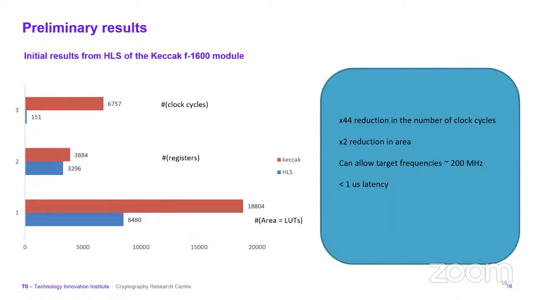Additionally, it also allows target frequencies of up to 200 megahertz for the Keccak module, given that the module itself has a very long critical path. Achieving 200 megahertz is quite credible, although a manually crafted RTL could exceed this.